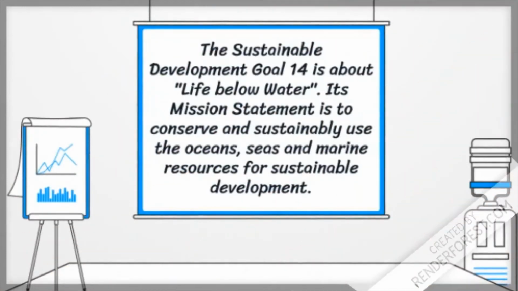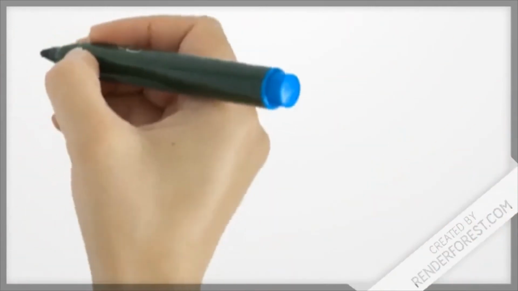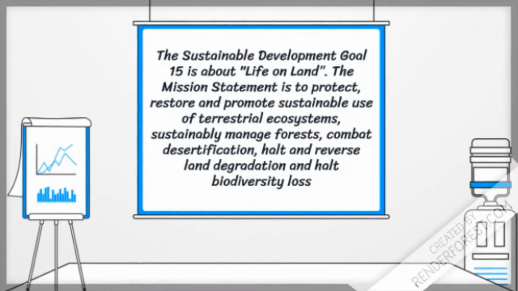The Sustainable Development Goal 14 is about life below water. Its mission statement is to conserve and sustainably use the oceans, seas, and marine resources for sustainable development. The Sustainable Development Goal 15 is about life on land. The mission statement is to protect, restore, and promote sustainable use of terrestrial ecosystems, sustainably manage forests, combat desertification, halt and reverse land degradation, and halt biodiversity loss.